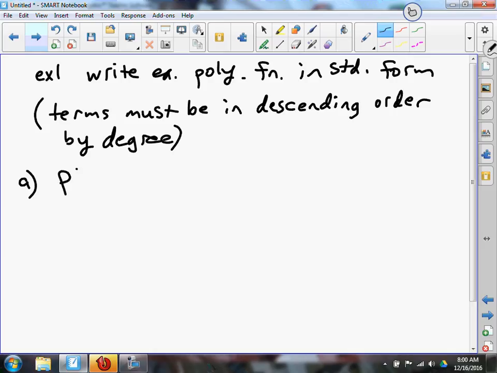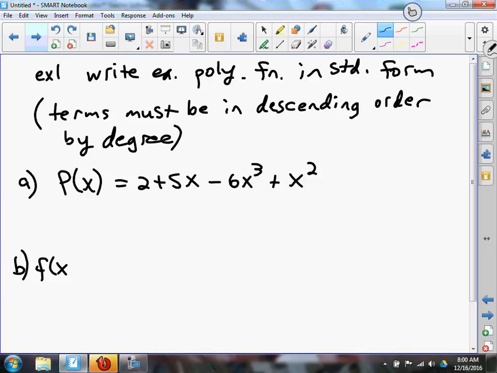So we're just going to look at two of these. We're going to look at p of x is 2 plus 5x minus 6x cubed plus x squared. And we'll look at number b here. We'll call this next one f of x equals 2 minus 3/8 x. So if we look at that first one, it's pretty clear that the terms are not written in descending order by degree.